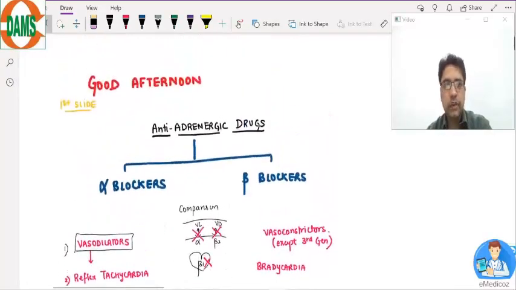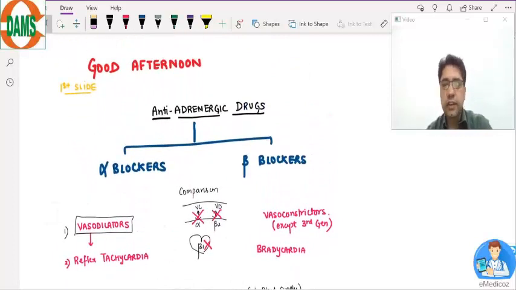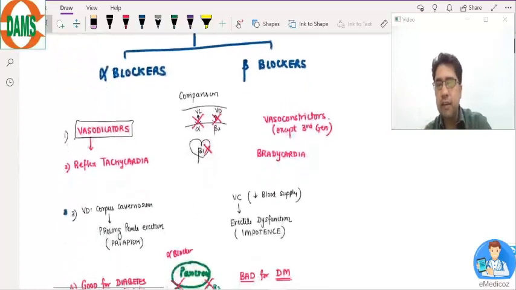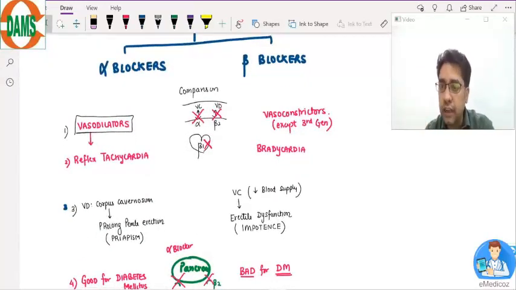Okay, let's do a quick revision. We started today with anti-adrenergic drugs: alpha blockers and beta blockers. Alpha blockers are vasodilators. Why? You are blocking the alpha receptor, but it will lead to reflex tachycardia. Beta blockers are vasoconstrictors because you are blocking the beta 2 receptor, but the direct action leads to bradycardia.